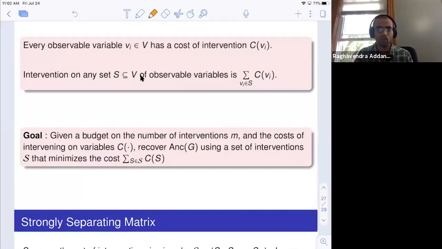Not even, there's no algorithm known that we could think of, other than trivial algorithms. So instead, we focus on ancestral graph, which I've described earlier. For this, we show that the strongly separating set system is the correct notion, in the sense that to recover ancestral graph, any set of interventions, even the optimal set of interventions, must be strongly separating. And so our goal would be to minimize the sum total of these costs, such that we also assume a budget on the number of interventions which we can make.